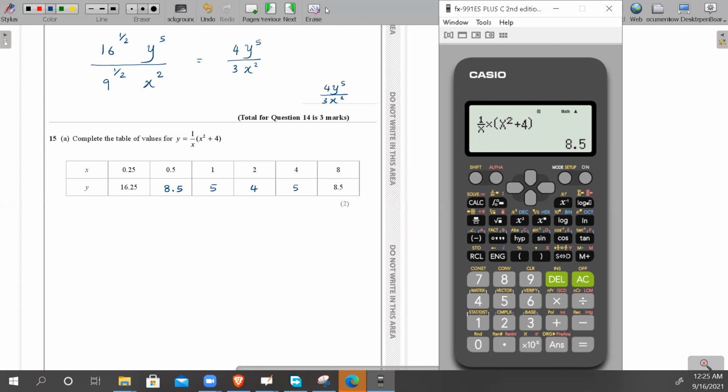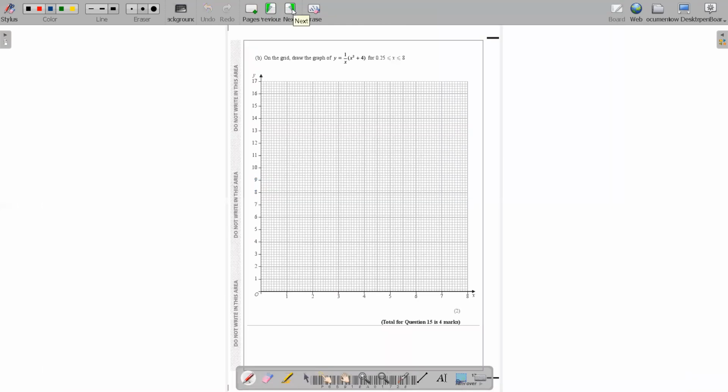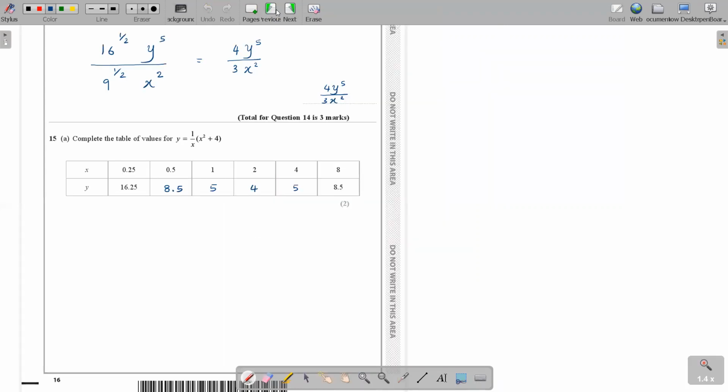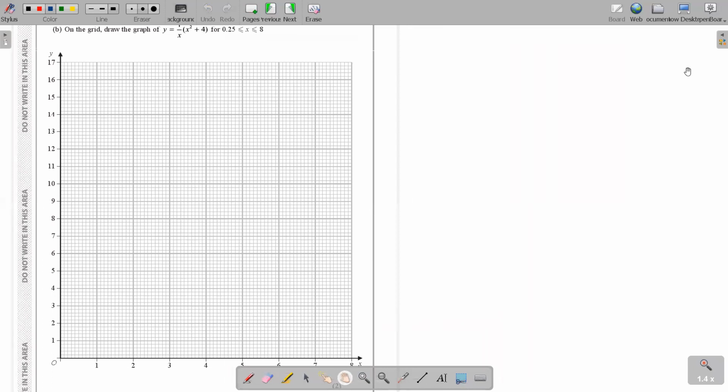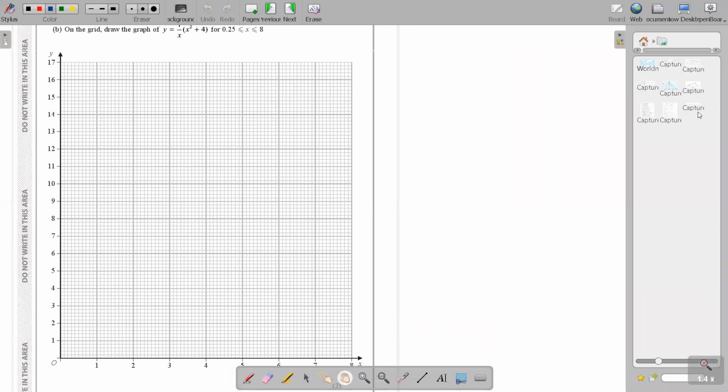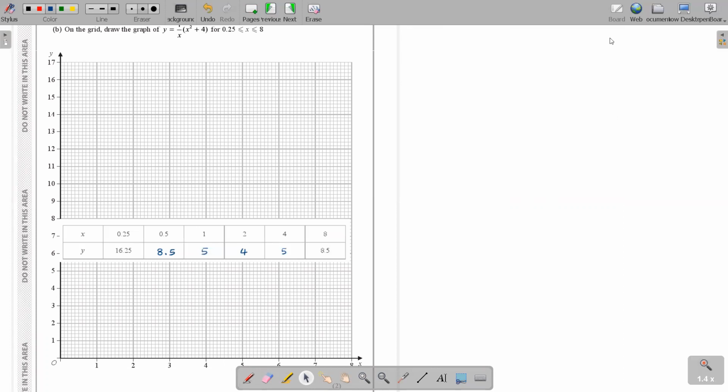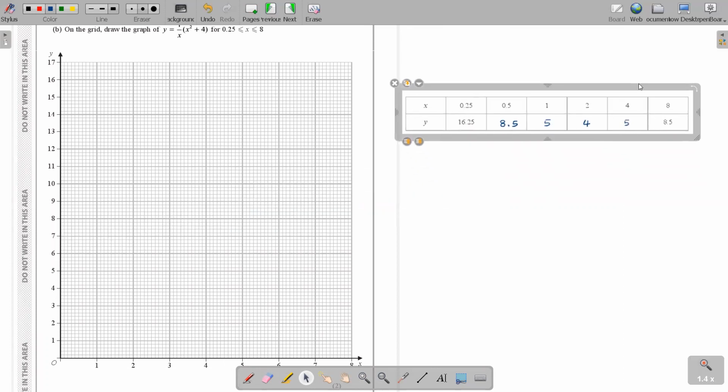Okay, so now in the next page, I think they ask us here on the grid, draw the graph of y equal 1 over x square plus 4 in the range. Okay, so they've given us a range. Anyway, we need to just simply plot the graph. So all you got to do is take the table of values and plot it. Let me take this table of values. I'll make a copy and take it to the other side, because I don't want to turn all the time. Okay, so I took a copy of the table over here.